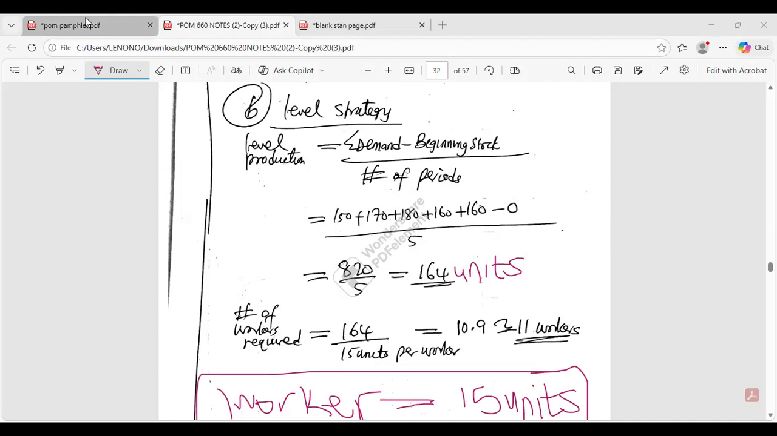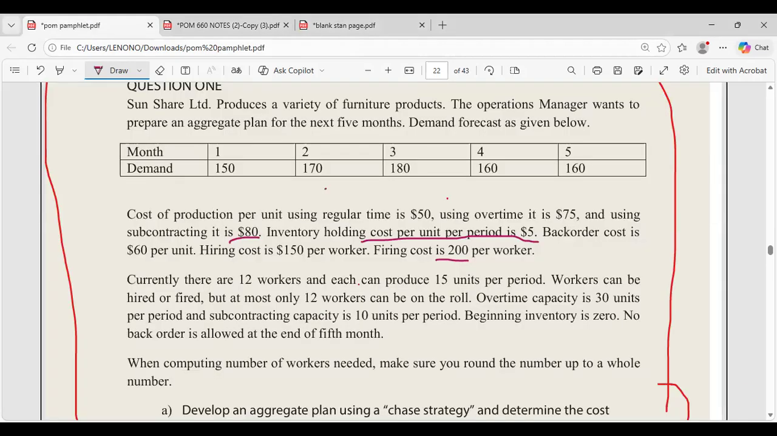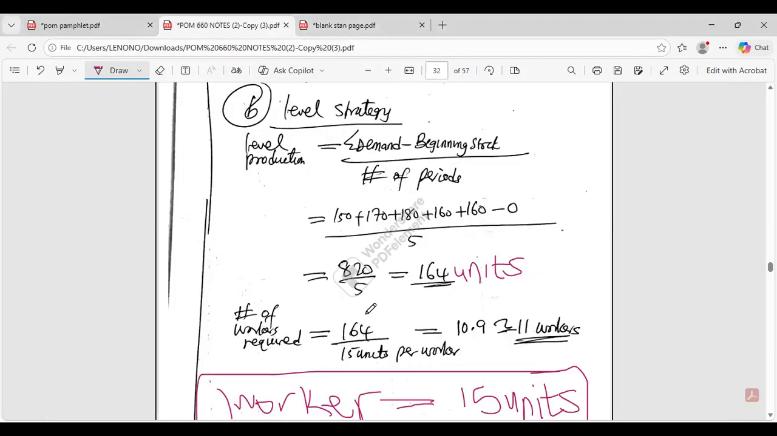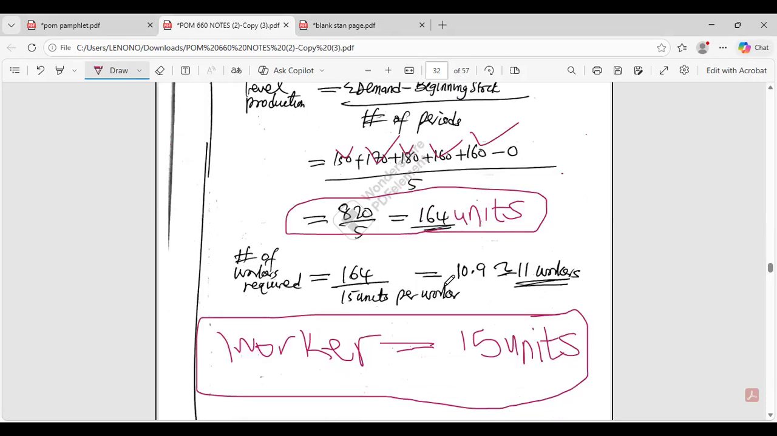So we just calculated the sum of demand: we added 150 demand for that period, 150, 180, 160, and this other one, minus 0, divided by the number of periods, so it was 164 units. The lower production units. The number of workers required is 164 divided by 15, which was 10.9, so 11 workers.